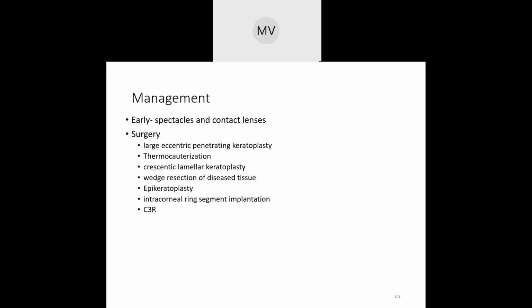Wedge resection of the diseased tissue, and then epikeratoplasty, then intracorneal ring segment implantation, which is very difficult to do in case of PMD because the protrusion as well as the thinning will be extremely toward the inferior quadrant. Then C3R can also be performed.